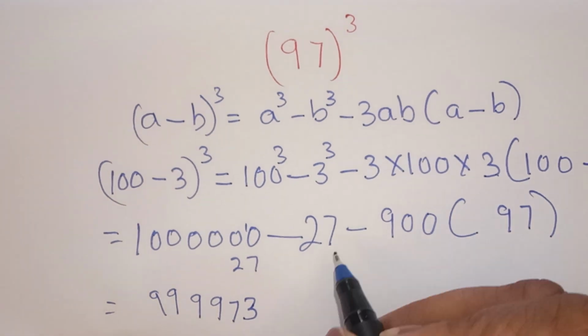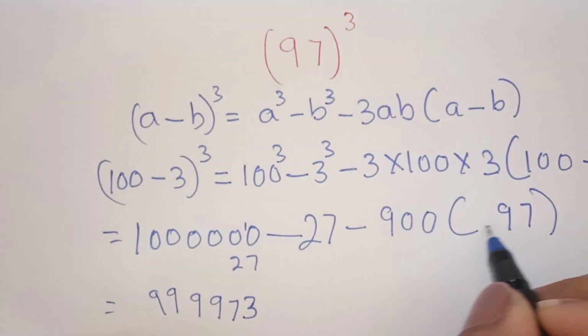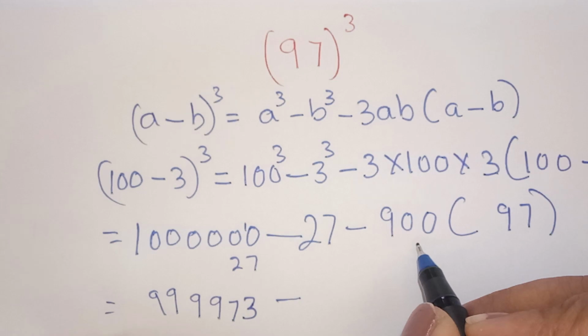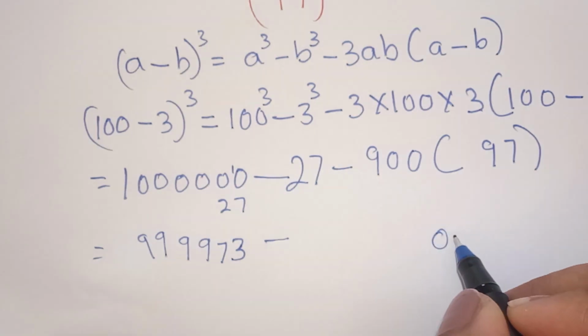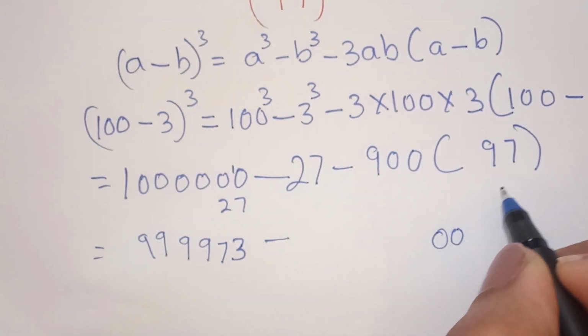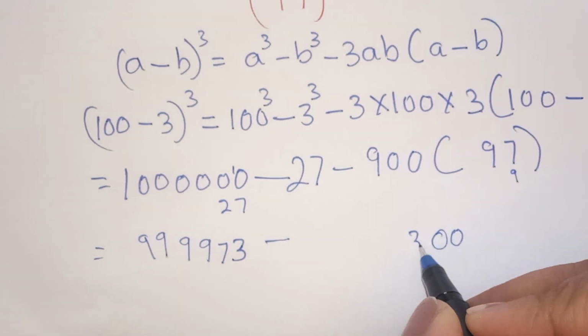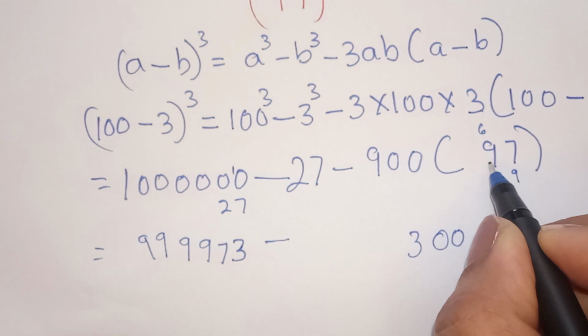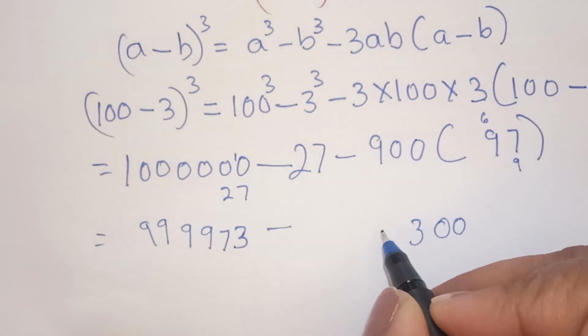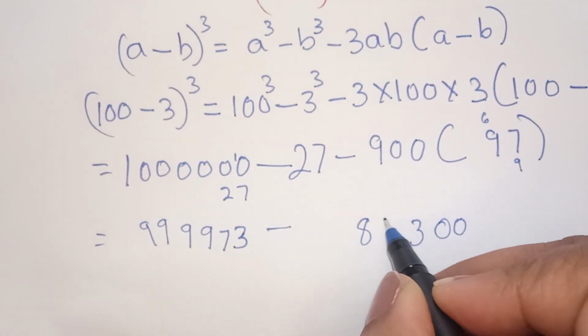Okay. Then minus, we're supposed to multiply this first. So we say 900 multiplied by these 2 zeros here. Okay, then we'll bring 9 here. We say 7 by 9 is 63, carry 6, and 9 by 9 is 81 plus 6 is 87.